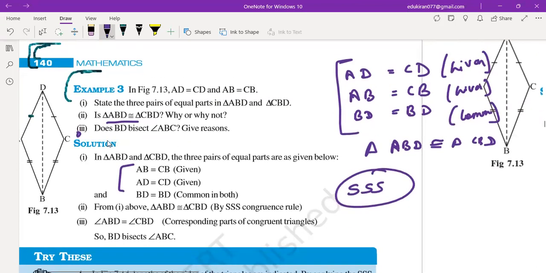Ma'am, what I wrote is that yes, they are congruent because all the sides in this figure are equal. You have to mention the congruency rule. That's why you are studying this rule. Yes, they are congruent by SSS congruence rule. Next is, does BD bisect angle ABC? So BD means they both should be equal. So yes, ma'am, they should be bisected by CPCT. Clear? Ma'am, I didn't understand the concept of CPCT. We didn't learn CPCT yet.